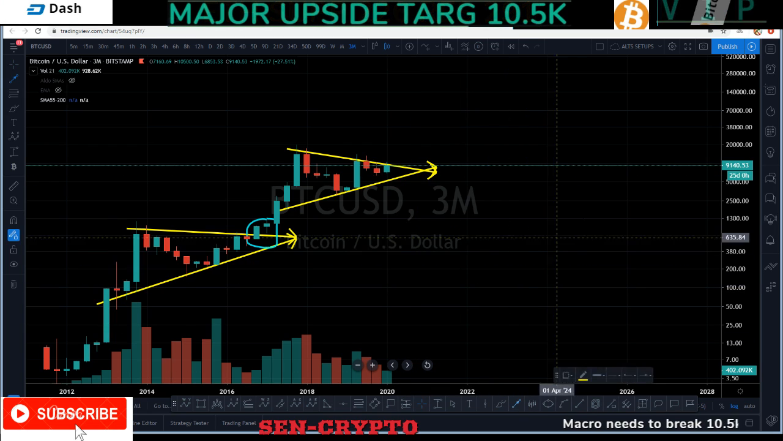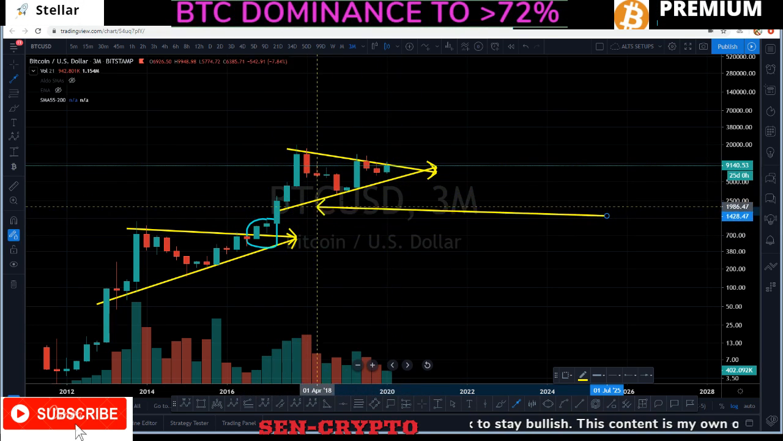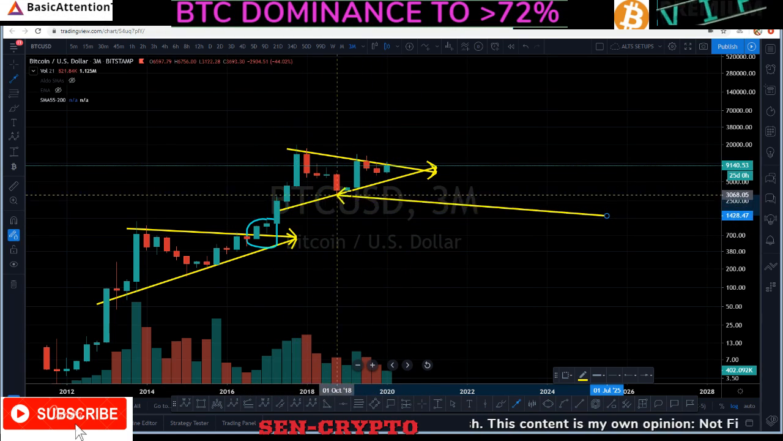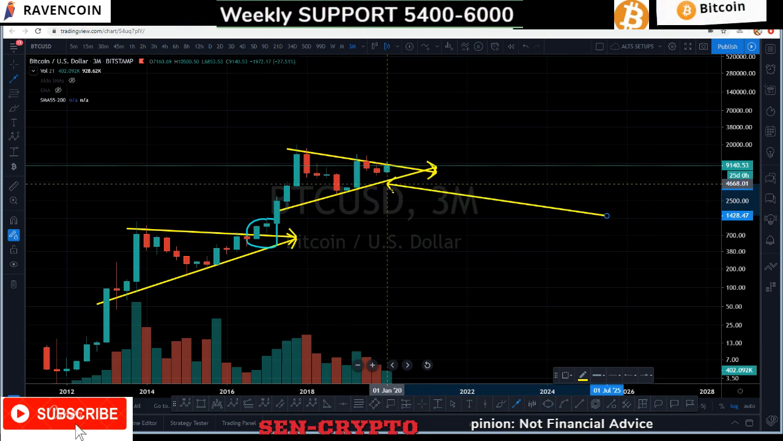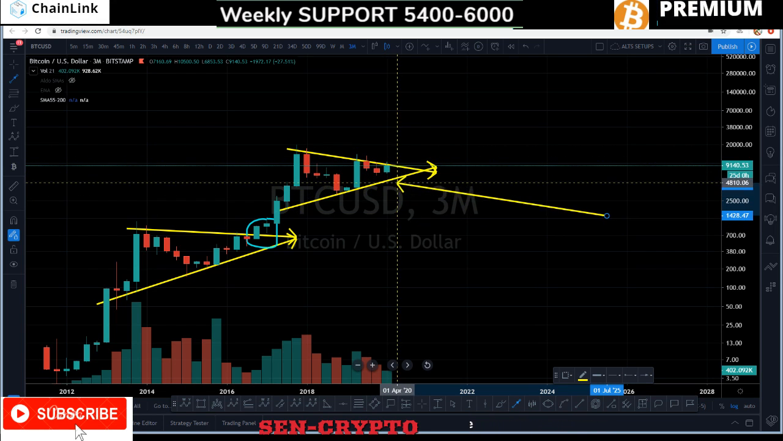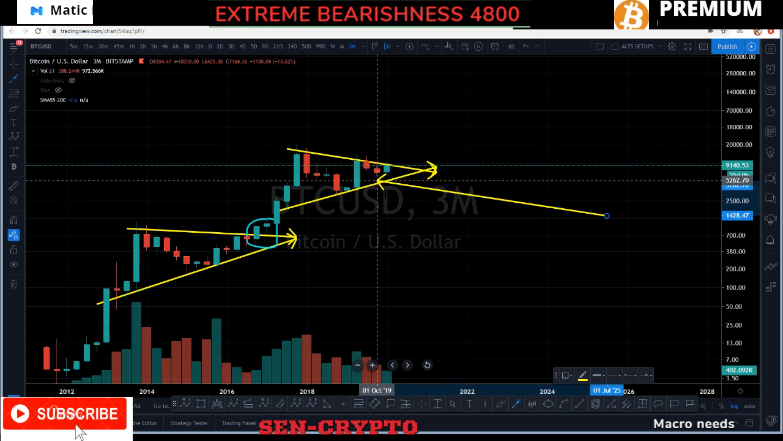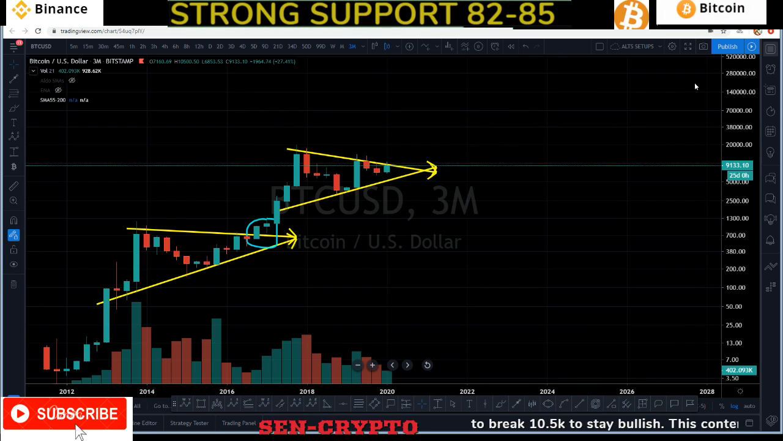But at the same time, guys, we just got to be very careful, because if we break this trend line on the downside, just about the 3k area, we're most likely going to be retesting the 200 MA on a weekly basis. The 200 MA is just about the 5500 range. Okay, so let's talk about the weekly time frame now.